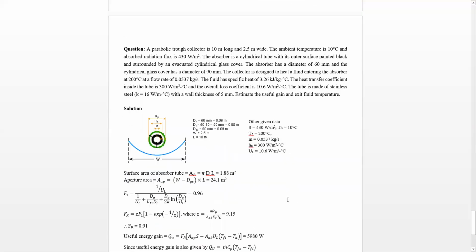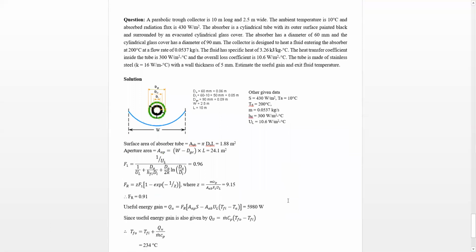Now I have solved a question for you to give some direction on how to solve a problem. This question is on a parabolic trough collector. The collector is 10 meter long, that is L is 10 meter, and it is 2.5 meter wide, and perpendicular to this page, the length of the collector is 10 meter. The ambient temperature is 10 degrees centigrade, and the absorbed radiation is 430 watt per meter square.